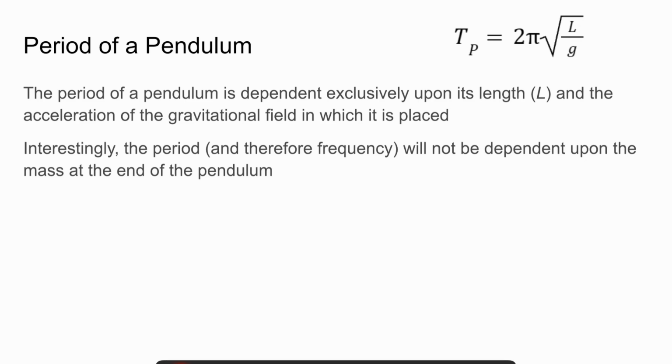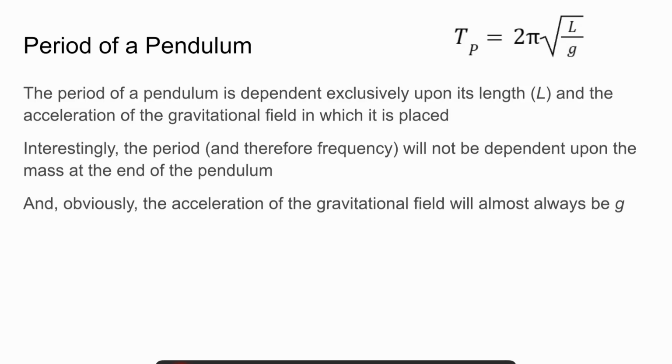So interestingly, the period and thus the frequency will not be dependent on anything else other than the length of the string, including the mass at the end of the pendulum. And obviously, the acceleration of the gravitational field will always be g, and that's why really all we care about is the length. That's the only variable that we can really change here on Earth.